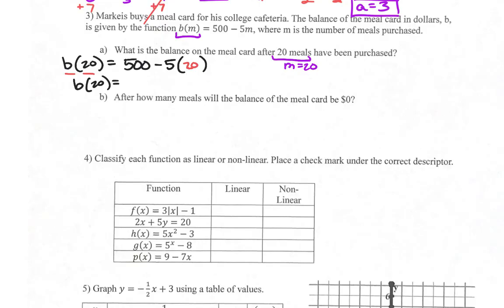That was bad. A little math, 5 times 20 is 100. So, and then 500 minus 100. The balance after 20 meals is equal to 500 minus 100, $400.